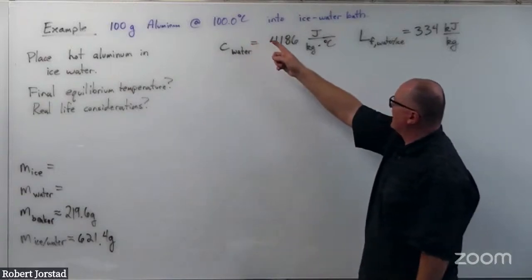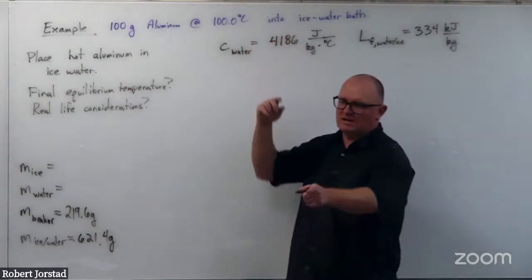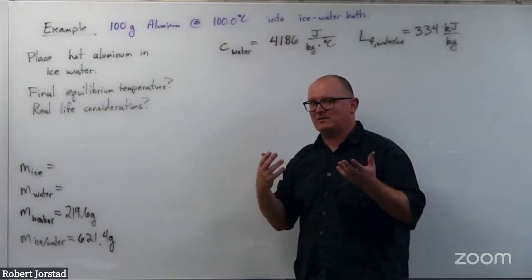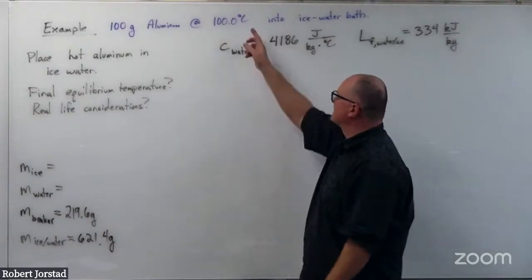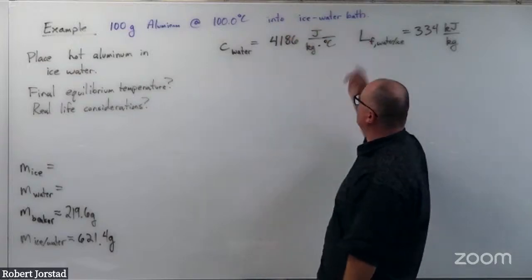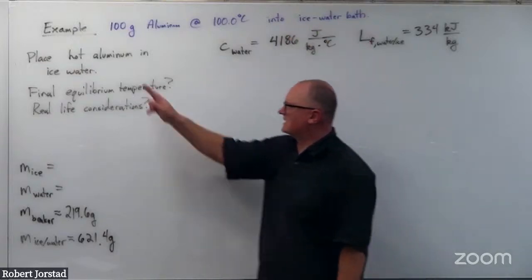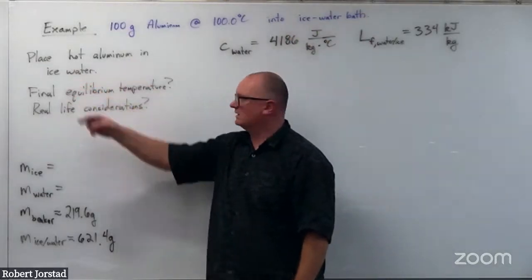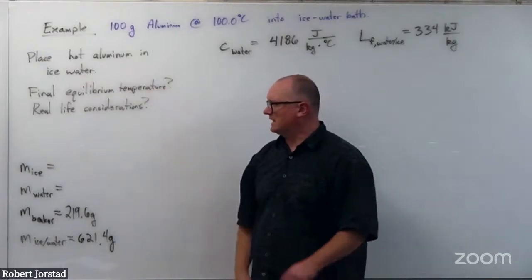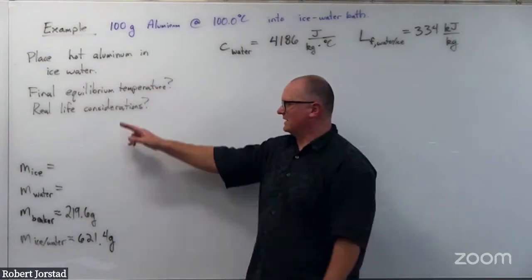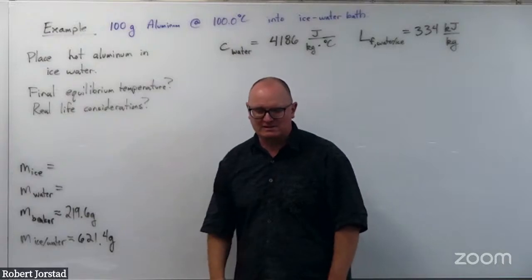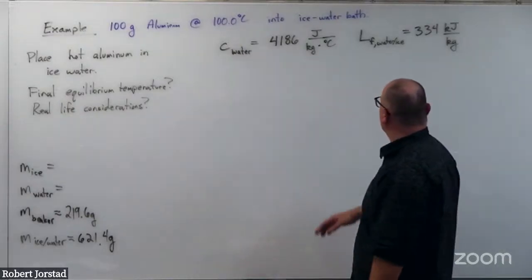And so that's going to be in boiling water, so it should rapidly reach 100 degrees Celsius. And we're going to dump that into an ice water bath. So we're placing hot aluminum in ice water. And I want to find the final equilibrium temperature, and at the end of the video, I'll try to talk about real-life considerations. So I've got some numbers up here.